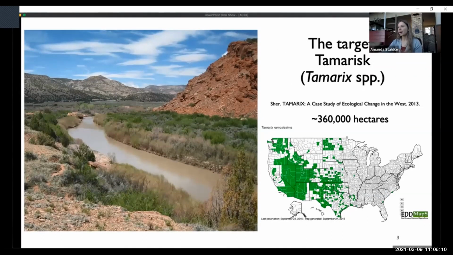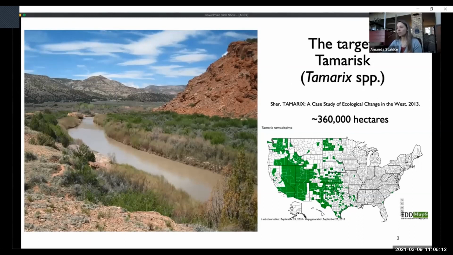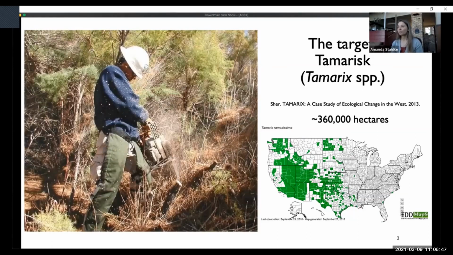It is thought to occupy at least 360,000 hectares all across the West, shown in these green squares from EDDMapS. As an invasive species, it outcompetes the native flora like cottonwoods and willows, partially by disrupting the mycorrhizal associations in the soil. It overstabilizes the sandy banks with this extensive and deep taproot system. It restricts access to the water for both wildlife species and recreationists. And so it's undesirable and unfortunately very difficult to control.